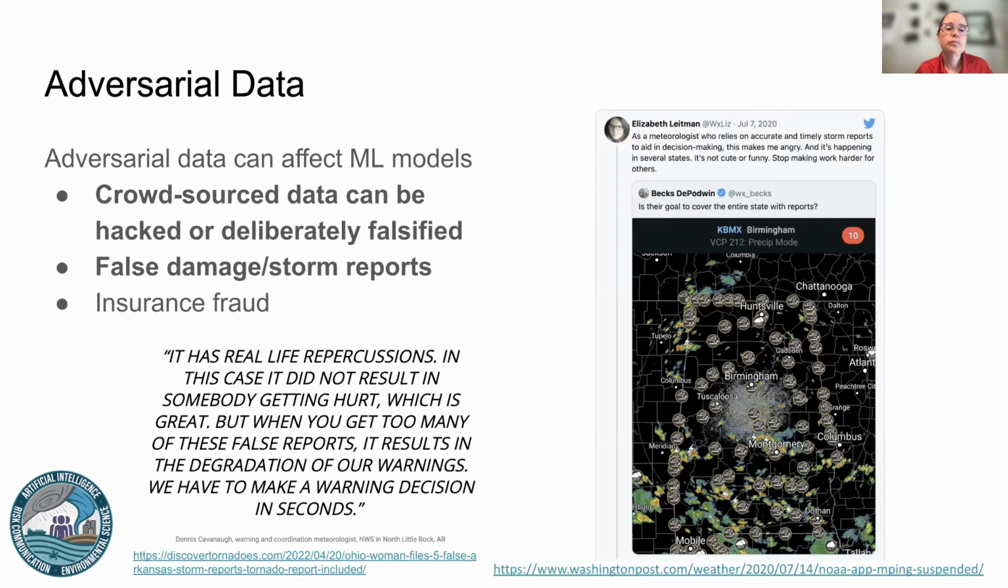I'm going to get us back to adversarial data too. So Douglas talked about crowdsourced data. I want to talk about how crowdsourced data can become adversarial data.